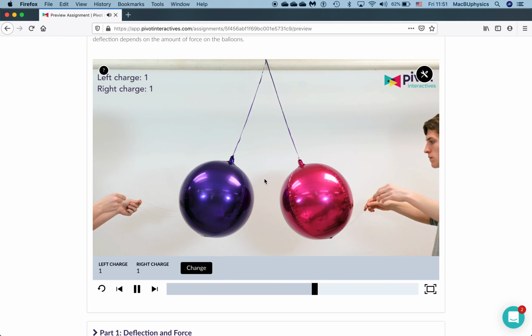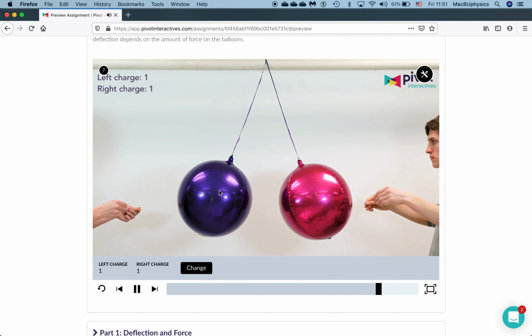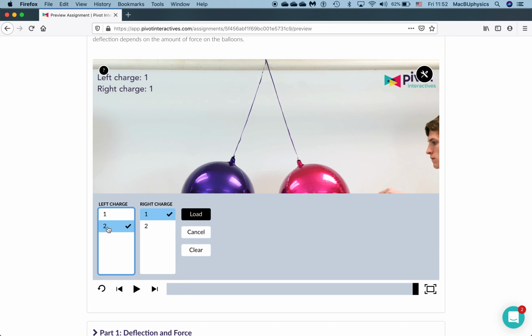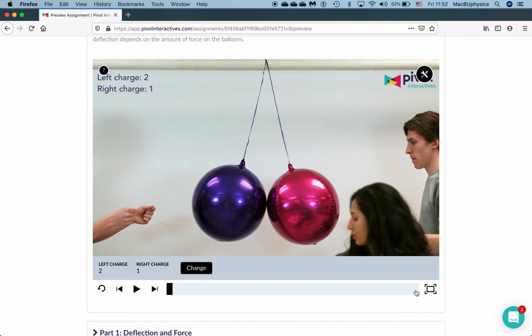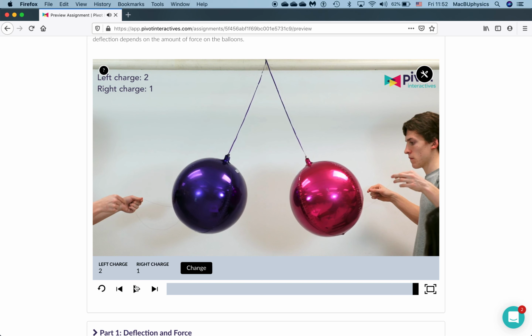What matters is only the equilibrium state, when these strings do not act on the balloons anymore. And on each balloon, all we have is three forces: gravity, tension, and Coulomb's force. And we can change the charge. We can do it right now, and we don't have to watch the video again. We can just jump directly to the very last frame, and done.